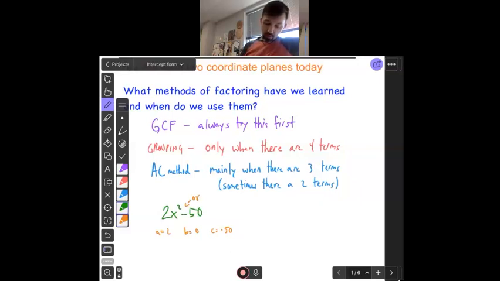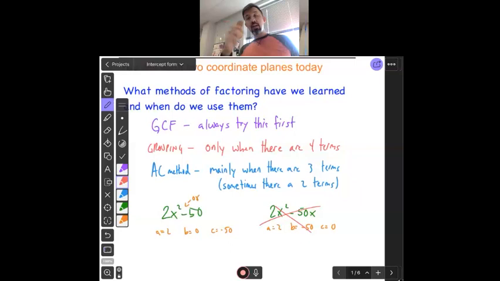If I did this instead, 2x squared minus 50x, then my a value would be 2, my b value would be negative 50, and my c value would be 0. And this one would not be factorable with the AC method because there's no c. You can't do the AC method if there's no c. So if b is 0, it's fine. If a or c were 0, we would not be able to do the AC method. So mainly it's for 3 terms though.